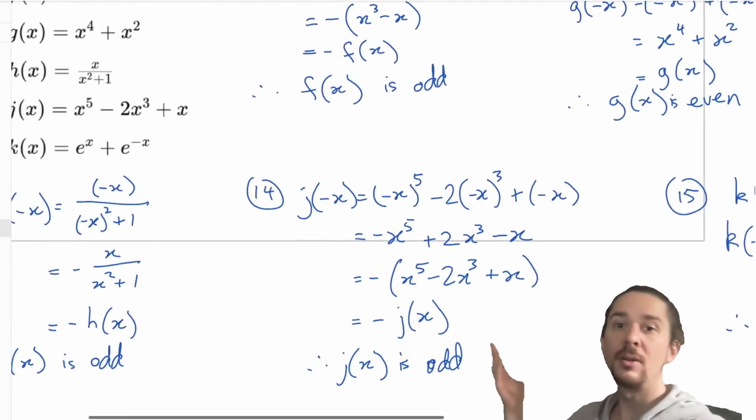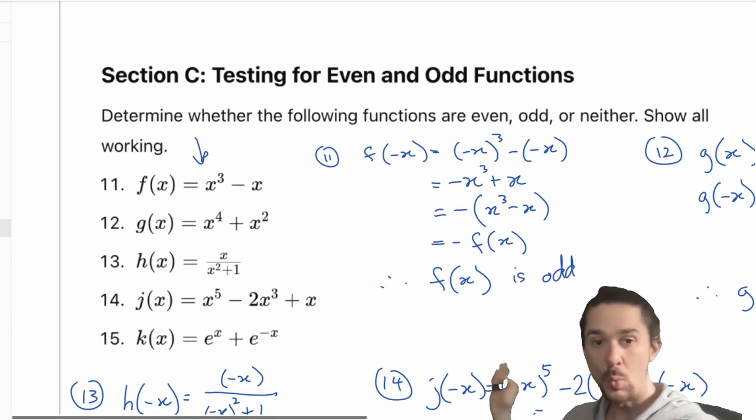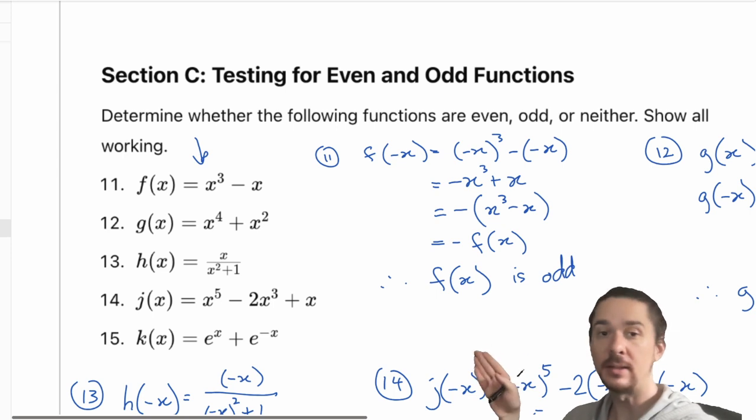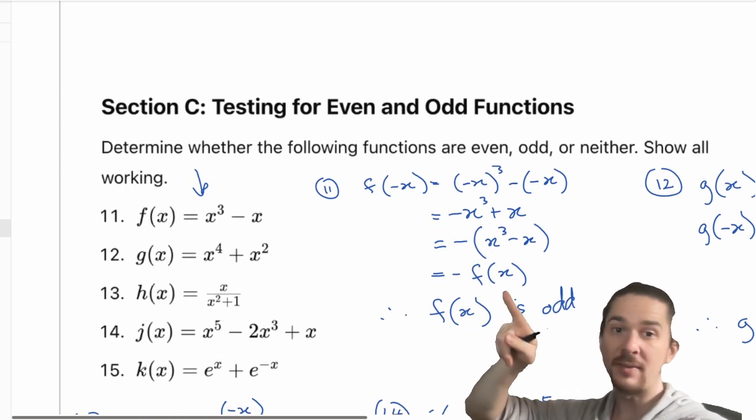Interestingly, none of these examples here failed to be even or odd. Every one of them was one of even or odd. But you will find sometimes they will fail a test, and you will not be able to get f of negative x to equal negative f of x or f of x.